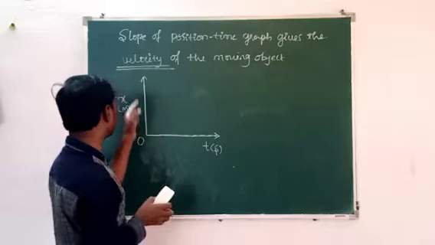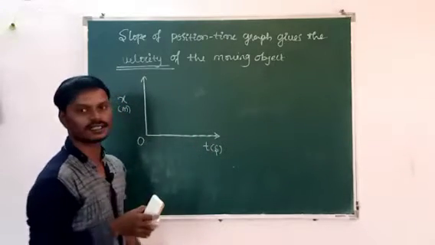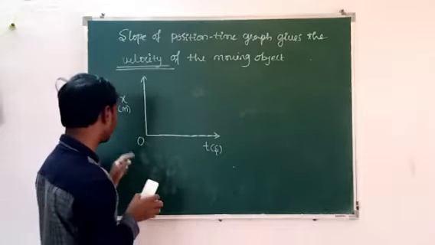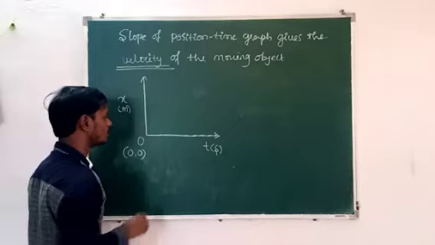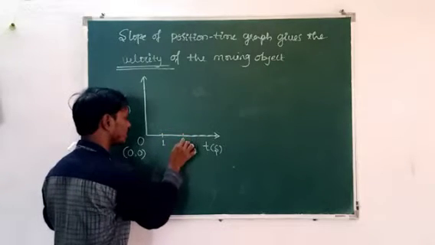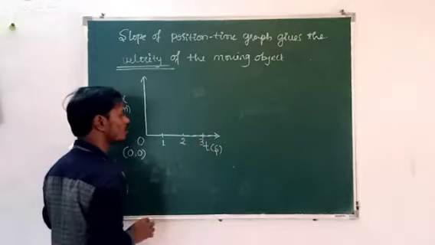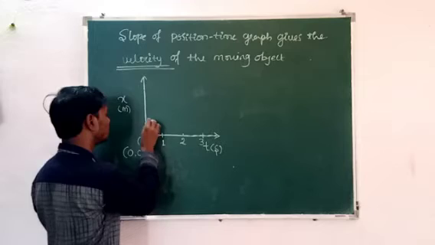Here what is the y coordinate? That is position, and which is the x coordinate? That is time. Okay, so here at the origin both are 0. Then 1 second, 2 second, 3 second, and so on. So at the 1 second, what is the position of the object? That is 10 meter.